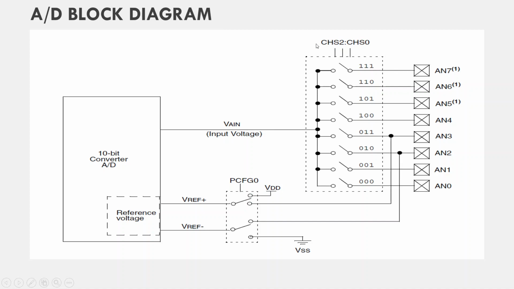By setting the bits CHS2 to CHS0, we are selecting which analog channel is going to be interfaced with this ADC. And by using PCFG3, we are going to select the VREF plus, VREF minus, and the other modes of these analog inputs.